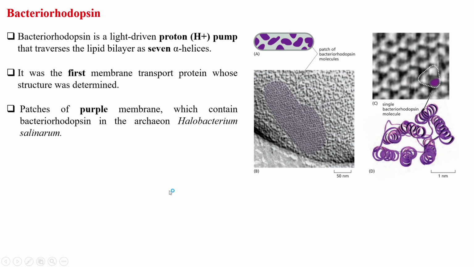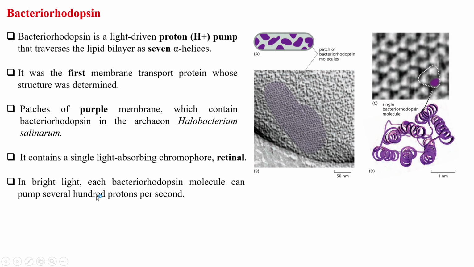Okay, so another point is it contains a single light-absorbing chromophore that is called retinal. Basically this retinal gives the protein its purple color. Retinal is actually vitamin A in aldehyde form, and it is identical to the chromophore found in the rhodopsin of photoreceptor cells in the vertebrate eye. So it is very similar. So it presents a retinal, that chromophore that can absorb the solar energy, and it is the cause of the purple color of this protein.